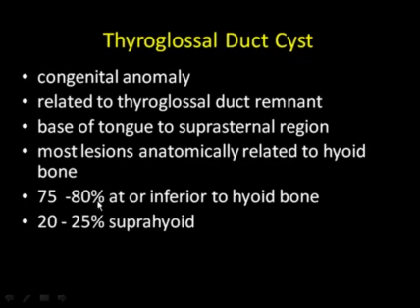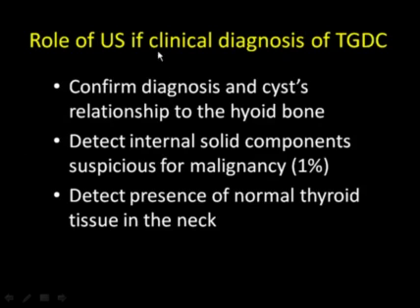The majority of these lesions are at or inferior to the hyoid bone, with about 25% suprahyoid, or above the level of the hyoid bone. So the role of ultrasound in the clinical diagnosis of thyroglossal duct cyst is actually to confirm the clinical diagnosis and to determine the relationship to the hyoid bone.